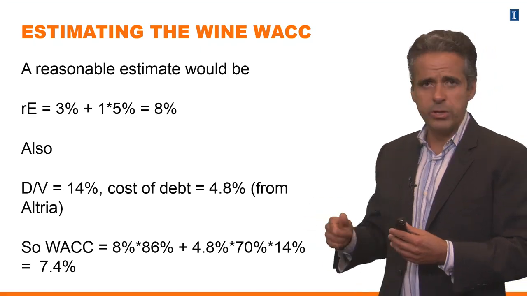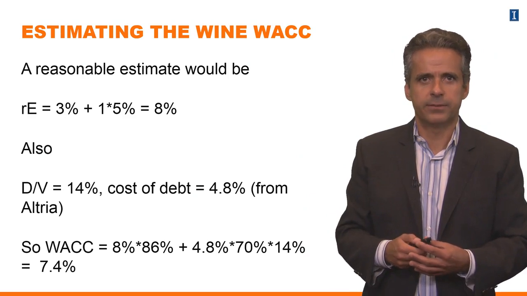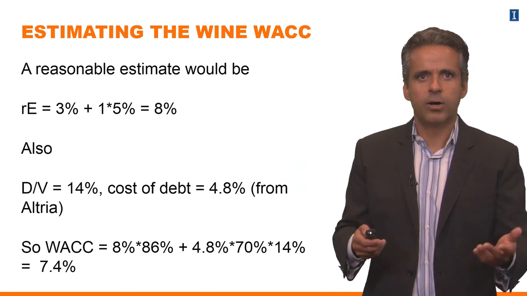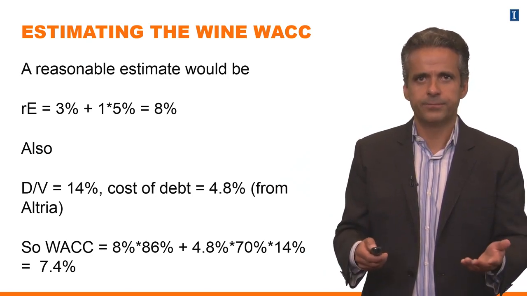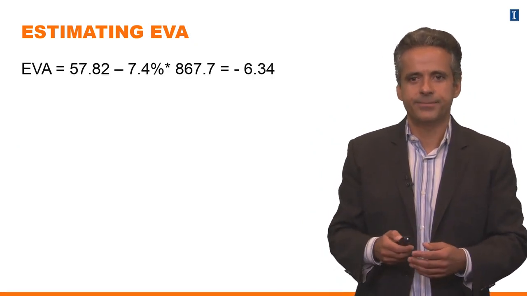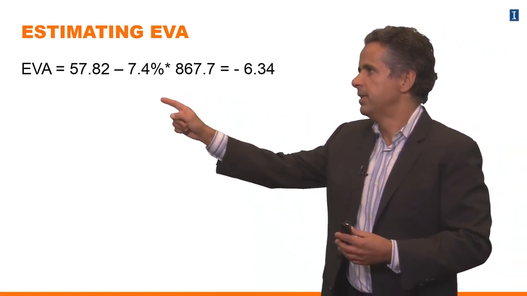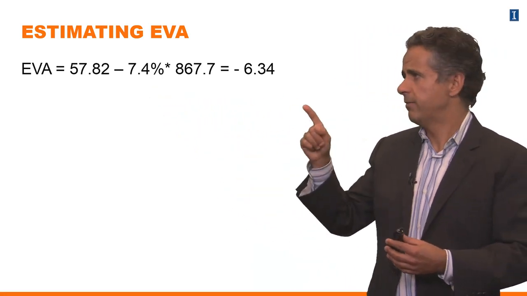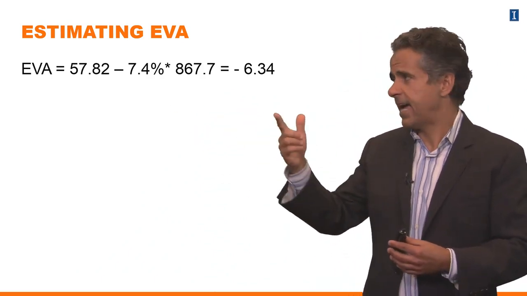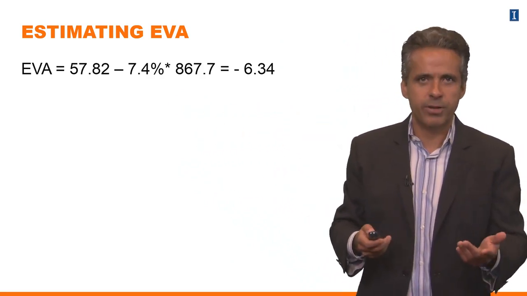Okay? So if we apply the WACC formula, we're going to find a cost of capital of 7.4%. So the cost of equity, the required return on equity, is 8%, and the cost of capital is 7.4%. Okay? And now we can go back and estimate EVA, right? Using, for example, 7.4. We have the OPAT, we have the operating assets. We deduct the WACC times operating assets from the OPAT. We get an EVA of minus 6.3 million.